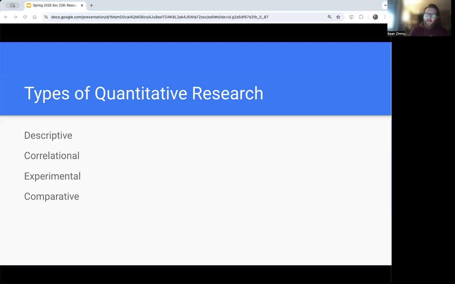So let's talk about some various types of quantitative research. There are a lot of types of quantitative research, but I'm just going to describe a few quick ones here. So descriptive, correlational, experimental, and comparative. So descriptive research. The purpose here is to summarize and describe the current status or circumstances of maybe the specific variables being studied.